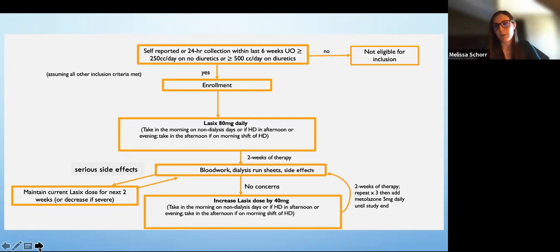After 2 weeks of therapy, blood work, dialysis run sheets, and side effects will be assessed. Serious side effects will be looked at in more detail. And if someone's having a serious side effect, we'll either keep them on that dose of Lasix, reduce the dose, or even consider stopping it. If there are no concerns, then we will increase the Lasix dose by 40 milligrams and leave patients on that for the next 2 weeks and repeat the cycle 3 times, finally adding metolazone 5 milligrams daily until the study end. Next slide.